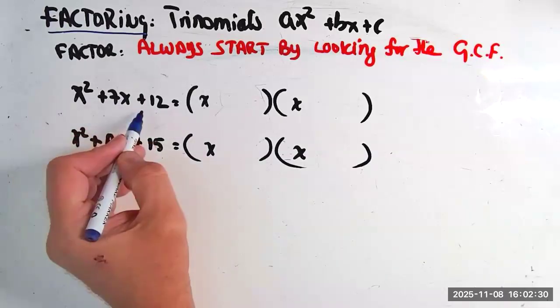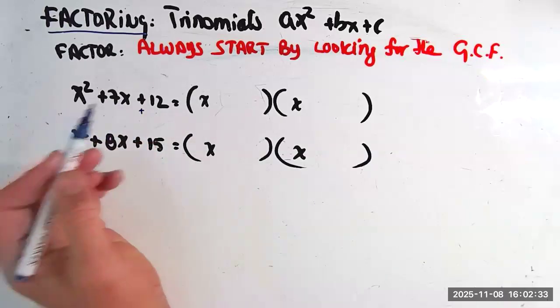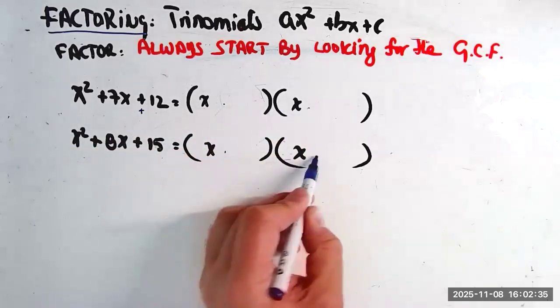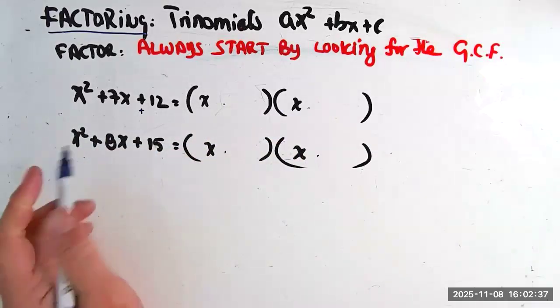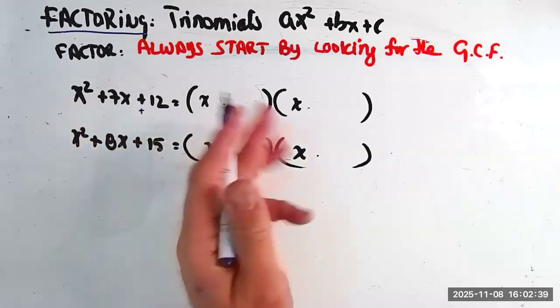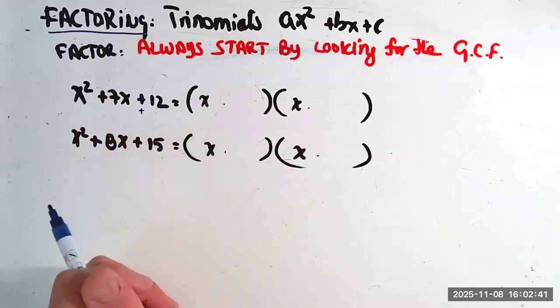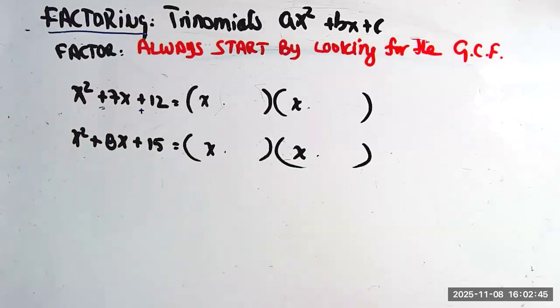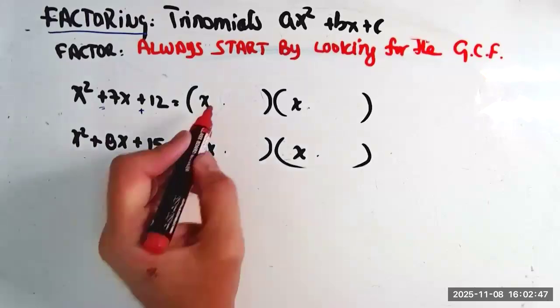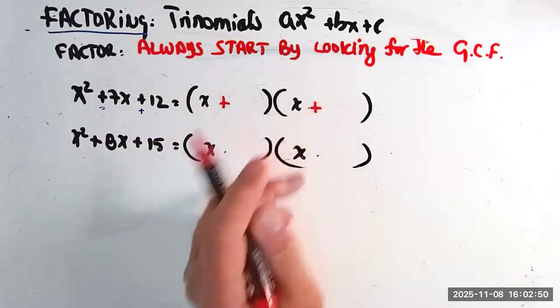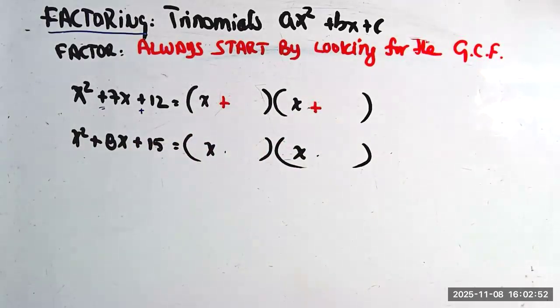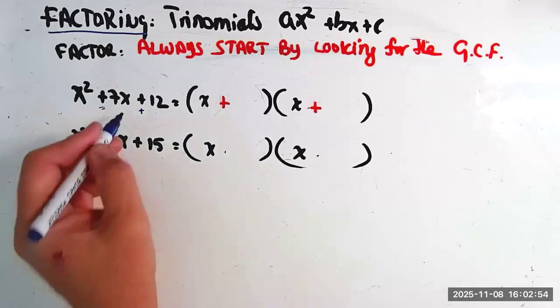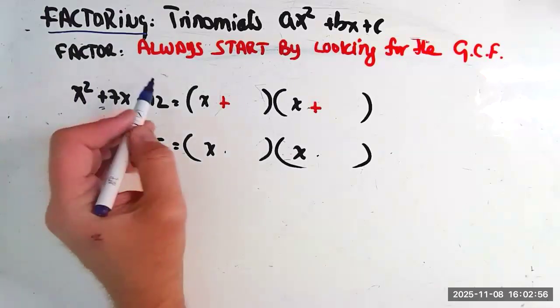We need to look for c. In this case, c is positive. That means that these two signs have to be the same. If c is negative, the signs will be different, one plus, one minus. Of course, since I'm looking for b to be positive, I need both signs to be positive. Now we need to look for factors of 12 that will give me 7 when I add them.